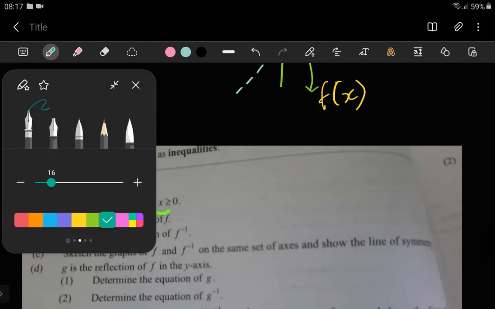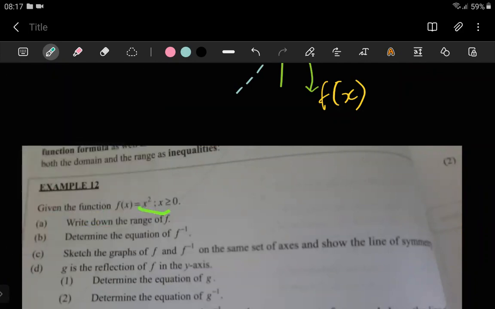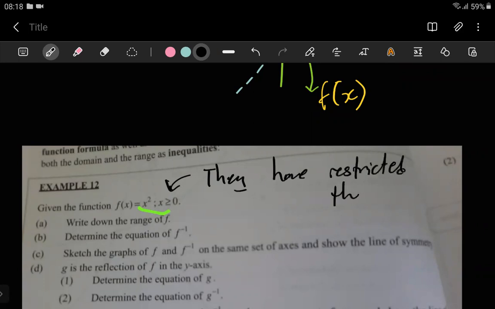So with what you have here, they told you that given the function f of x, they have restricted the domain. That's what this is saying. So the domain has been restricted to just this part, the part that's bigger than 0. So they're saying write down the range of f.